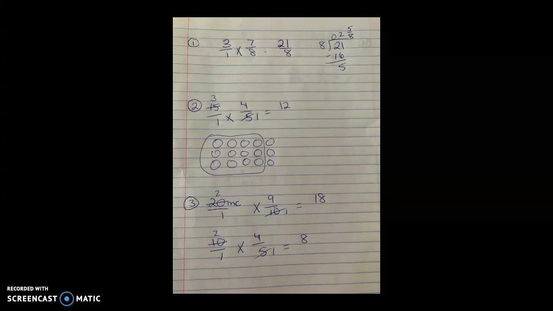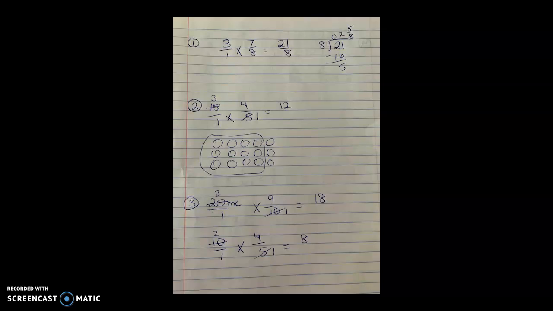Okay, on question number 1, you are taking 3 times 7/8. So 3/1 times 7/8. You cannot cross cancel because 3 does not go into 8. You multiply straight across. 3 times 7 is 21. 1 times 8 is 8. When the top number of a fraction is bigger, you're going to divide. So you're going to take 21 divided by 8.